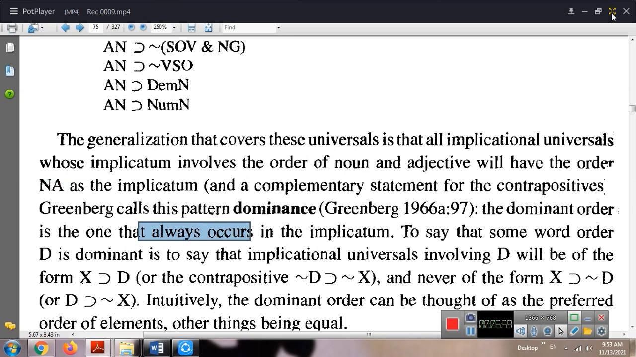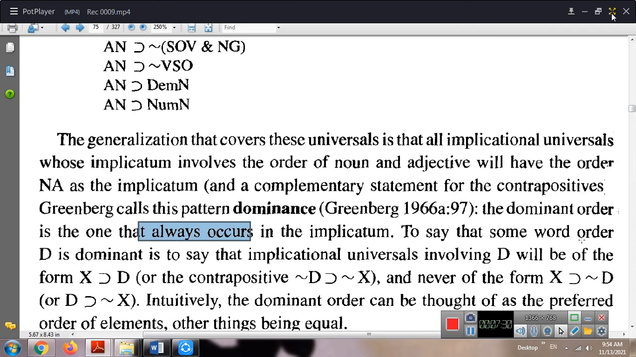This is important. Dear student, here we define the concept of dominance. The dominant order is the one that always occurs in the implicatum. This is the meaning of dominant. You should know that.